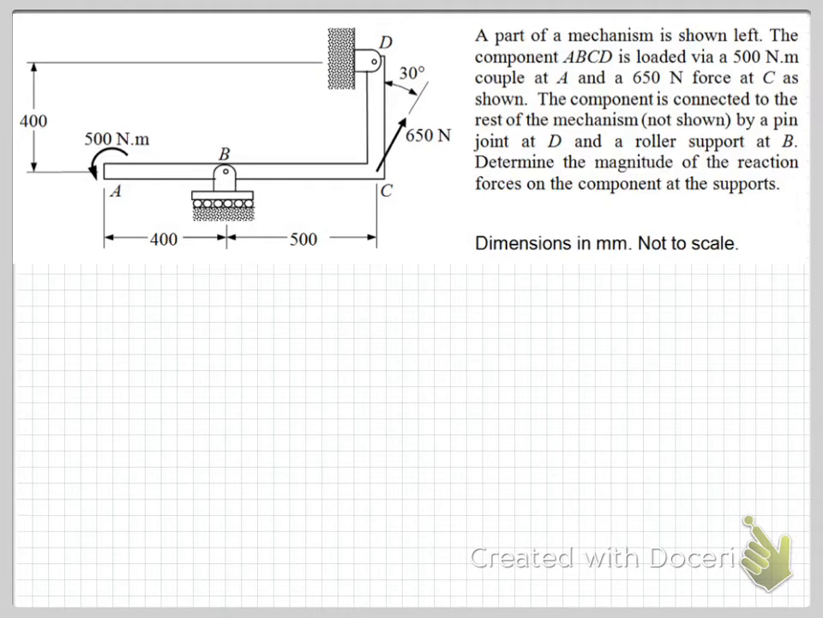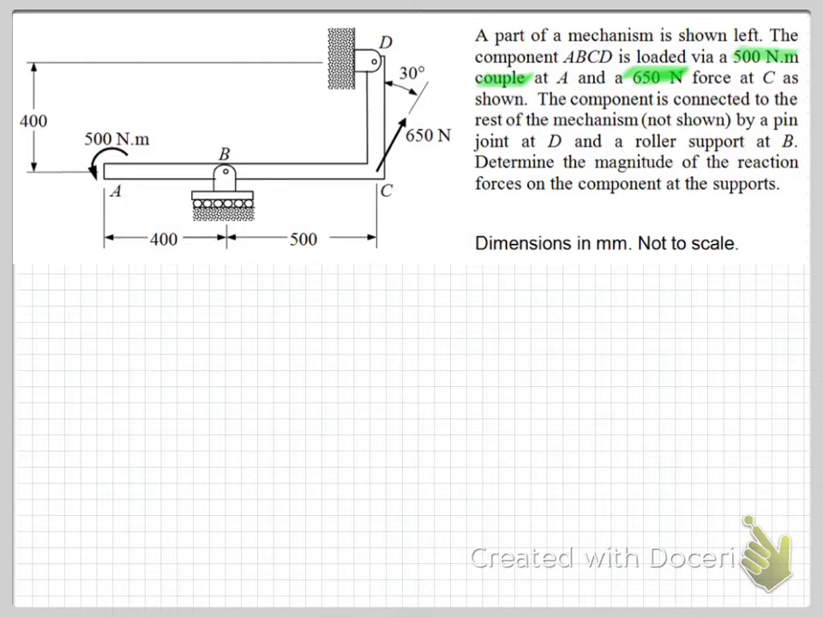So the component that we're particularly analysing is ABCD, and we see that it's loaded by a 500 Newton metre couple at A, so we can see that over here. Let's just highlight that in our question information. And we're also told that we've got a 650 Newton force acting at C. So we've got that here, and we can see that it acts at 30 degrees to the vertical. Let's also highlight that in our information.